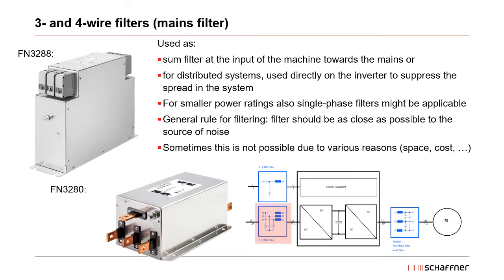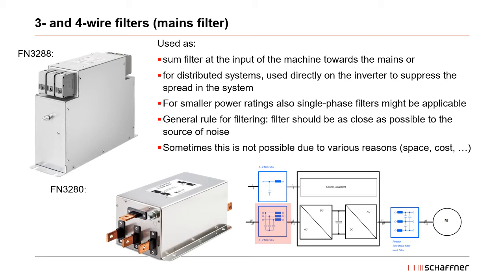And this is how our EMC filters look. For example, we have this FN3288 or 3280. The 3288 is a terminal-based one. The 3280 is a three-phase plus neutral filter, where we also have busbar versions available for higher current. They are used, as I said already, as a sum filter at the input of the machine towards the mains, or for distributed systems directly on the inverter to suppress the spread in the system.